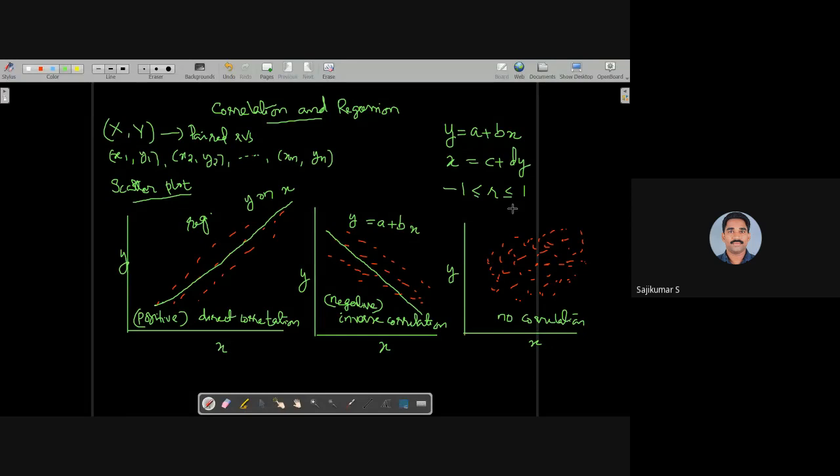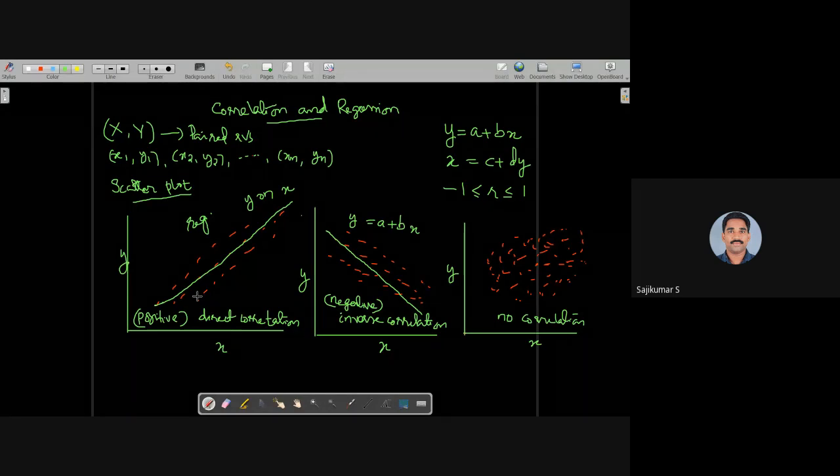If the correlation coefficient is positive, you can have an upward sloping scatter plot. If you are plotting the scatter plot on an XY plane, you can have an upward sloping scatter plot. And if there is an upward sloping scatter plot, it is called a positive correlation or direct correlation. What is the meaning of positive or direct correlation? As one variable increases, the second variable also increases. Or if one decreases, the second also decreases. That type of correlation is called a positive correlation or direct correlation.